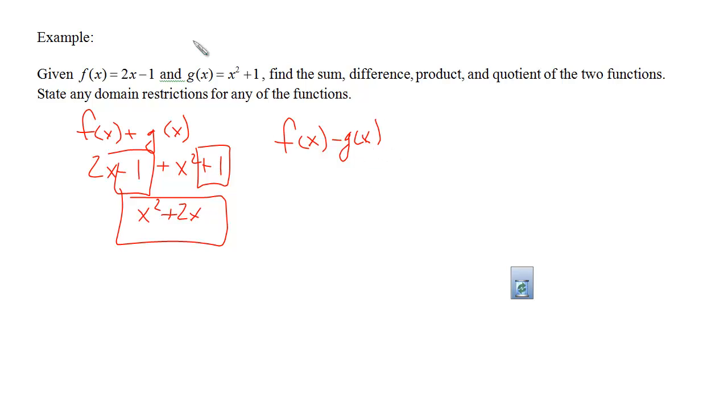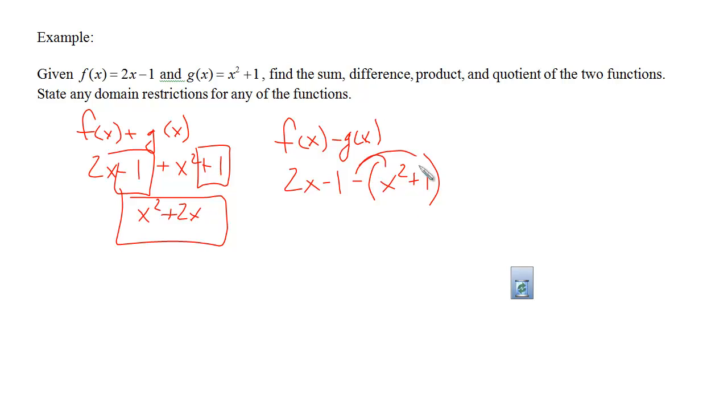The difference, f of x subtract g of x. I do a very similar thing. Instead of writing f of x, the function notation, I'm going to write the actual expression here, 2x less 1. And then subtract. This is where you want to be cautious. Make sure you're using parentheses. And then I substitute in the x squared plus 1.